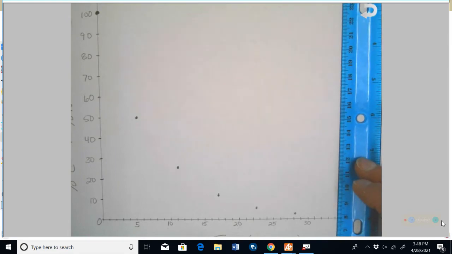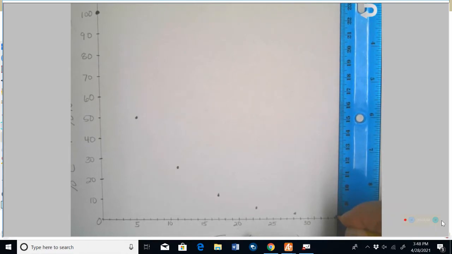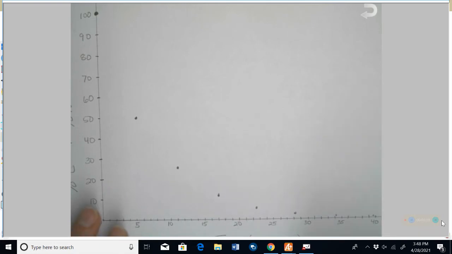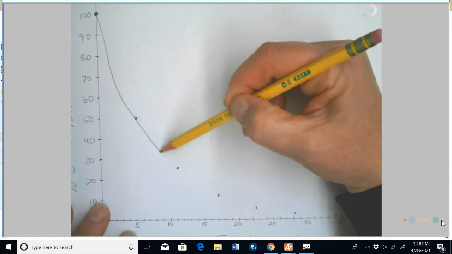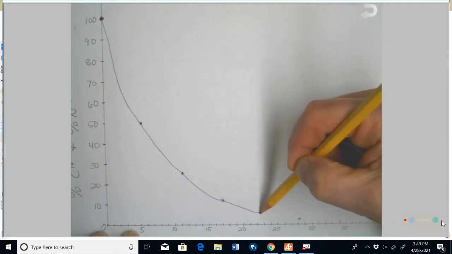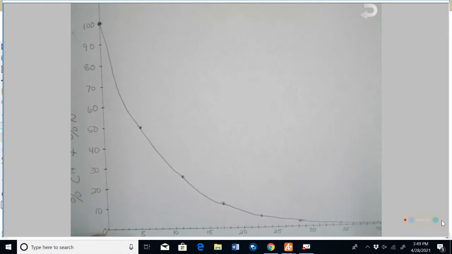And then 34,200 years, I'm down to 1.5% carbon-14. And then 39,900 years, I'm down to 0.78%. So I'm going to get really close to 0, but I'm never going to get there. So if I were to connect my points in a nice, smooth, curved line as best as I can, my line would get really close to 0, but it would never get there.